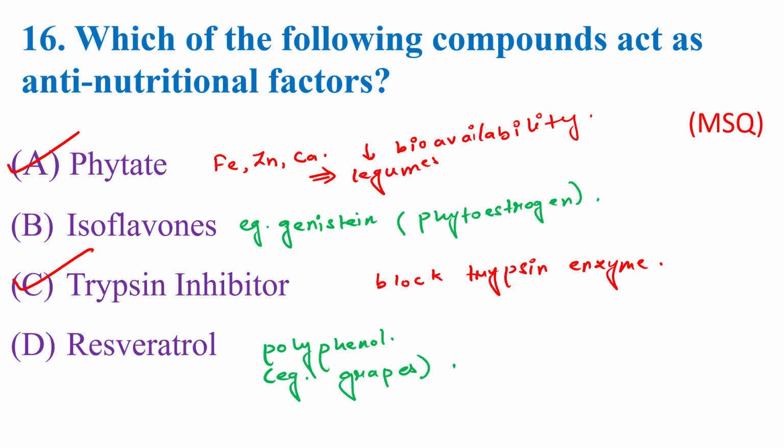Whereas these anti-nutritional factors like phytate or the lectins, unlike beneficial phytochemicals, for example isoflavones or resveratrol. So to reduce these anti-nutritional factors, the foods are soaked or fermented so that we can reduce the phytate content in it. We can give heat treatments to it so that they will denature the trypsin inhibitors. So correct options over here are A and C.